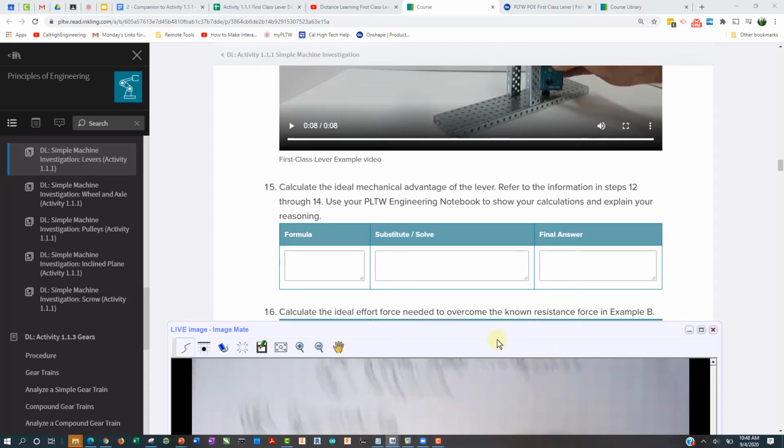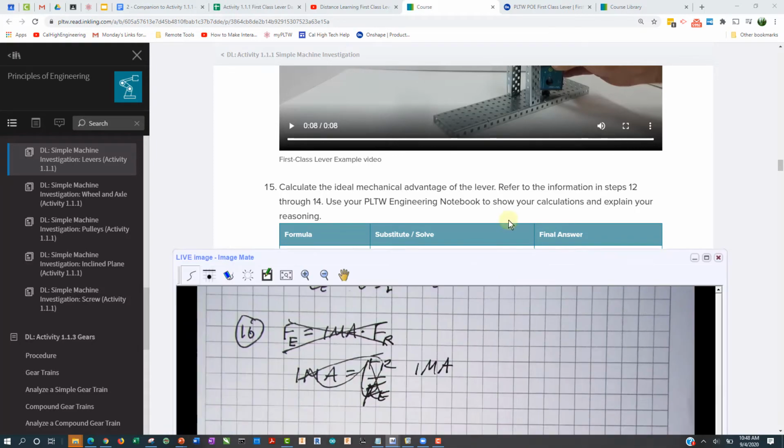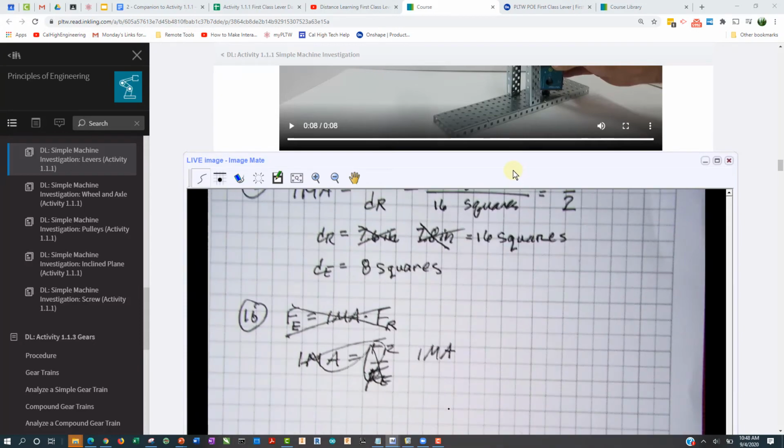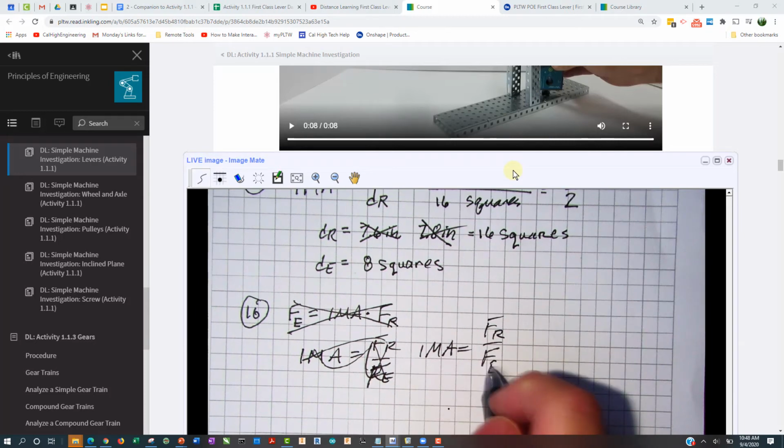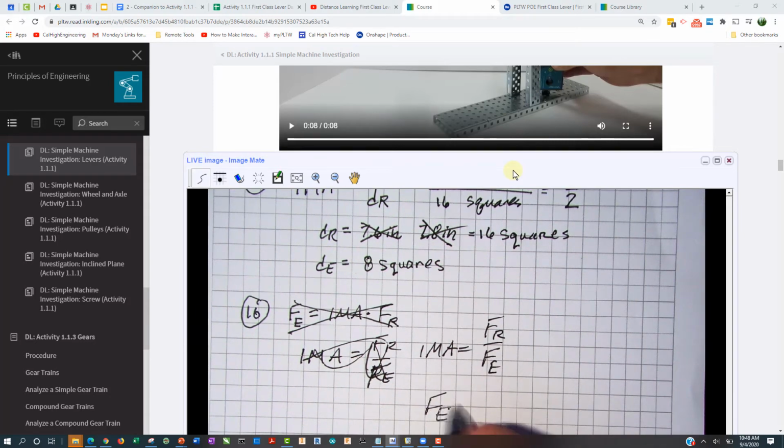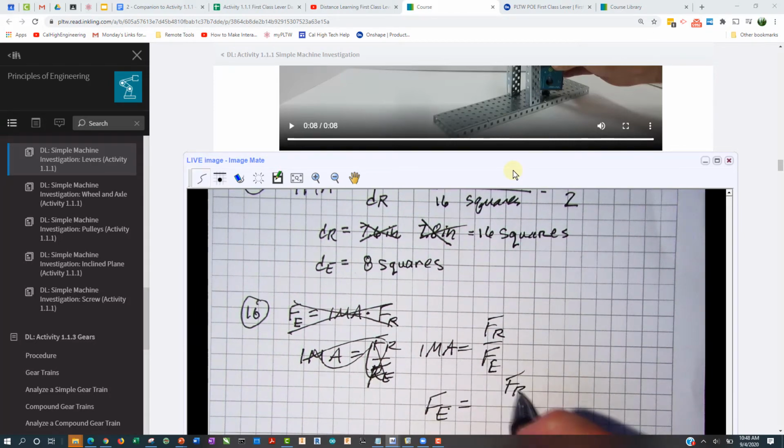Oops, you can't see that, sorry. Let me move this up. IMA we know is F sub R over F sub E. Therefore, F sub E is equal to F sub R over IMA. Okay?